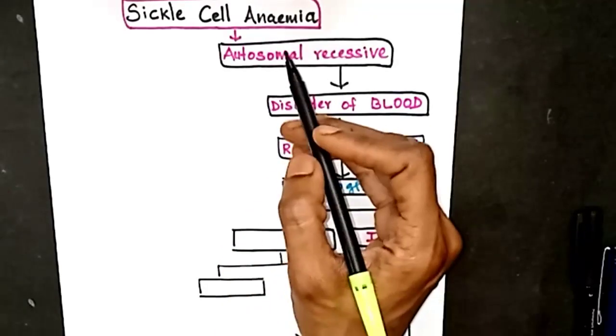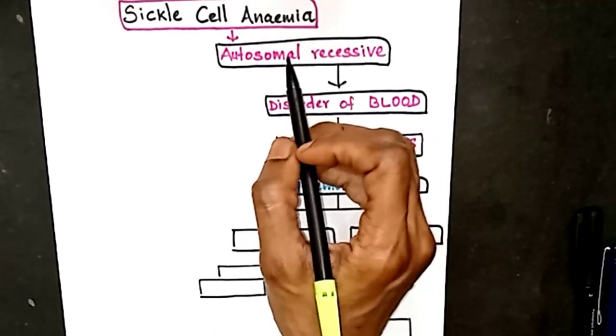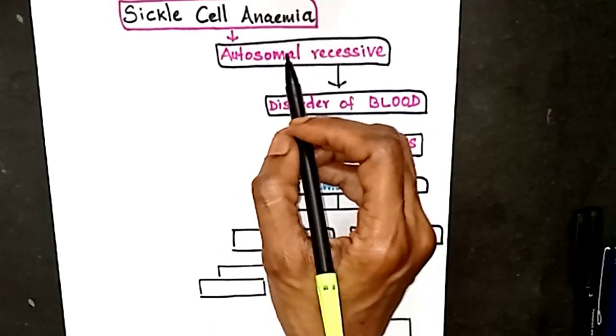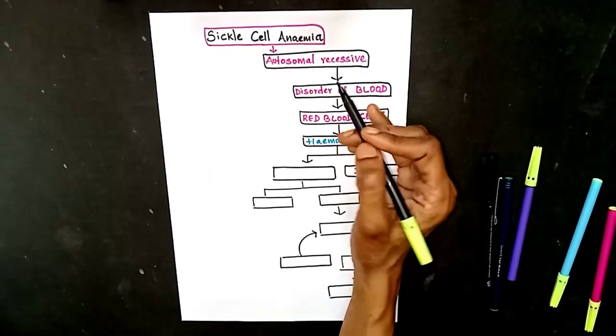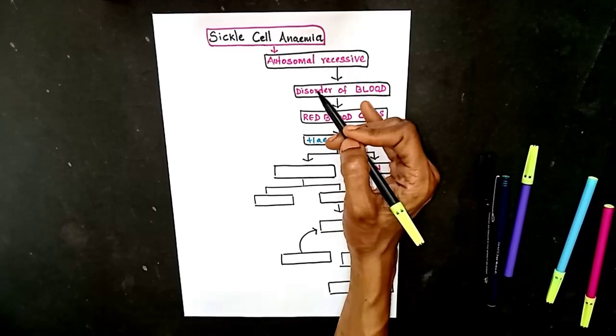Today we are going to see an important topic, sickle cell anemia. This question has been asked in the previous year. Very important topic from an MCQ point of view. This is a quick revision note which will be useful for you at the last time of your NEET preparation.